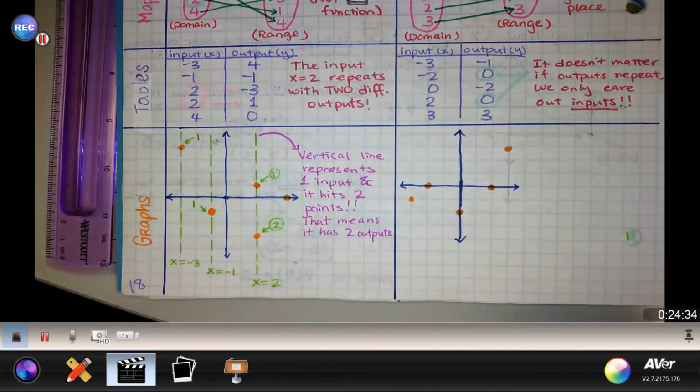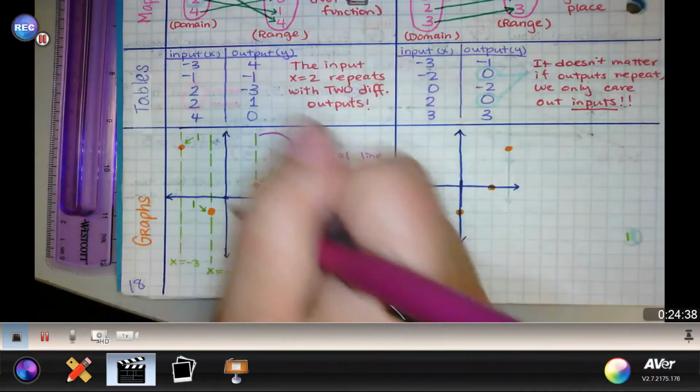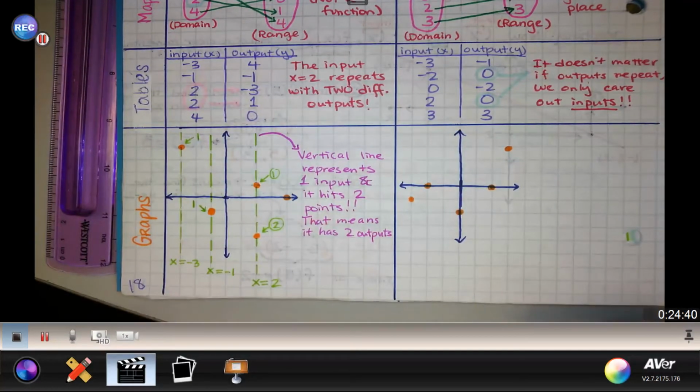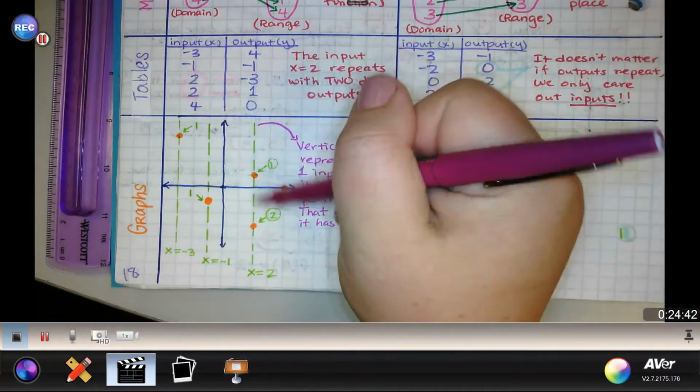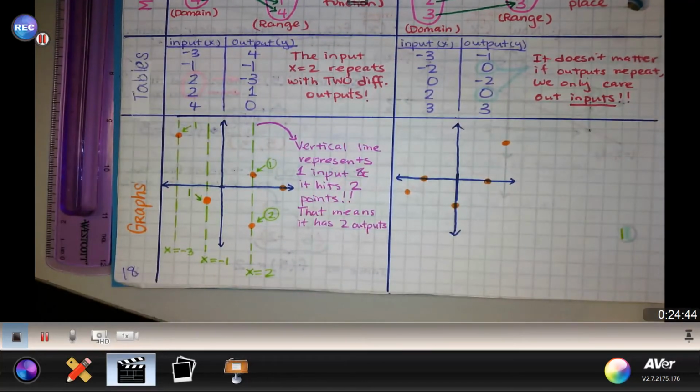But the vertical line represents one input, and if it ever hits your graph, and again, if your graph is a curve, it can still hit a curve in multiple places, right? If it ever hits it in multiple places, that means that there are lots of outputs for the one input, and that's not okay.